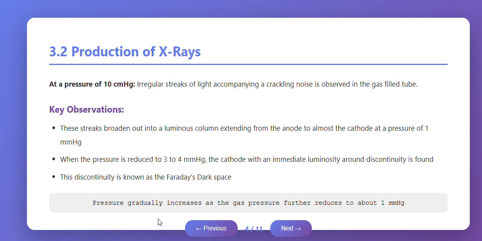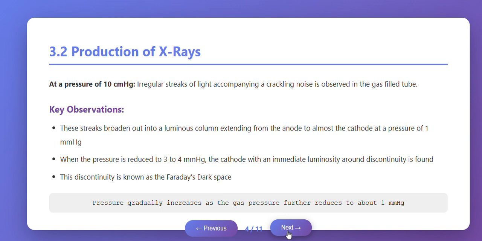Keep reducing the pressure to 3 to 4 millimeters of mercury, and you'll notice a discontinuity near the cathode with immediate luminosity around it. This discontinuity is called Faraday's dark space. The key takeaway here is that pressure plays a crucial role in X-ray production. As pressure changes, the characteristics of the discharge change dramatically.